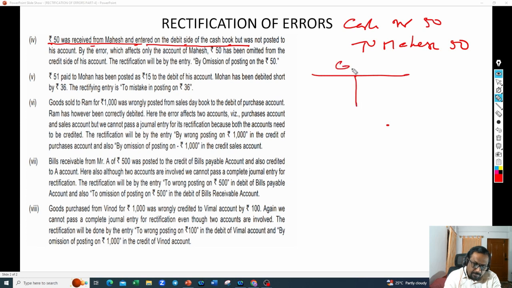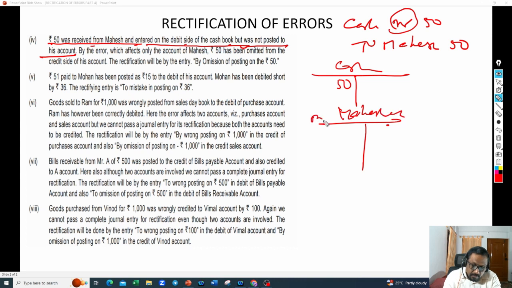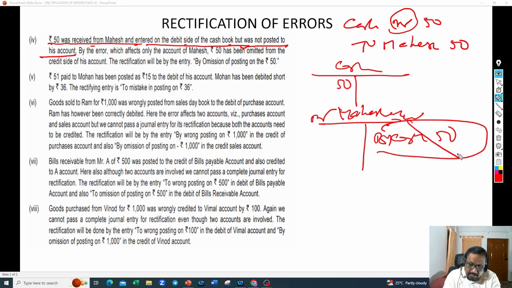So cash book, if I prepare, where I am supposed to write? Debit side. So cash book I entered correctly in debit side, but it was not posted to his account. I have to post this in Mahesh account also, no? By cash 50. I need to post this, right? But I did not post this. That is what he's trying to say.